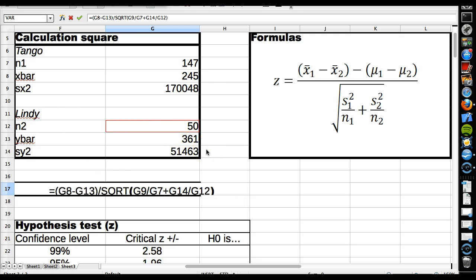And I close that parenthesis, and we have then our two parts of the formula for our test variable. So I hit enter, and we get a test variable of minus 2.49. Now notice, this is not 0, right? This is not equal to 0.